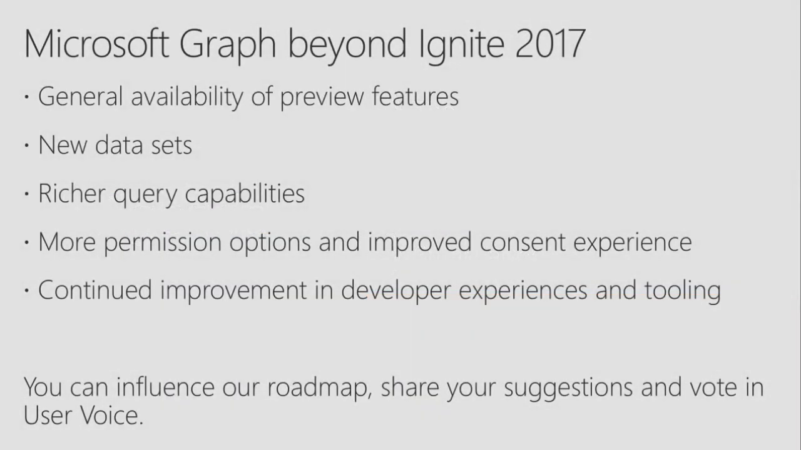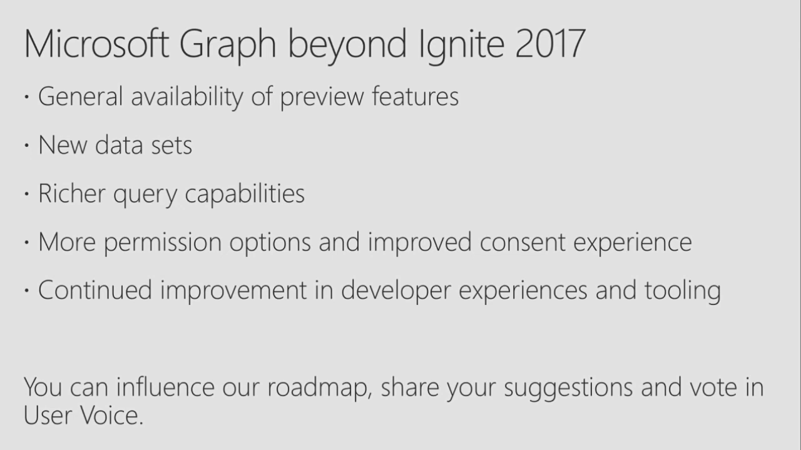Okay, so next steps. A little bit about the roadmap. As you've seen on the announcement slides, we continue to make significant progress throughout the year to add more and more data sets to the Microsoft Graph. So we're going to take the things that are in preview right now going into general availability. We're adding more data sets that are coming into the graph. We are enabling richer query capabilities. And one that I want to mention is that we're working on improving our consent experience to make sure that we can remove some of the barriers specifically around consent for groups.